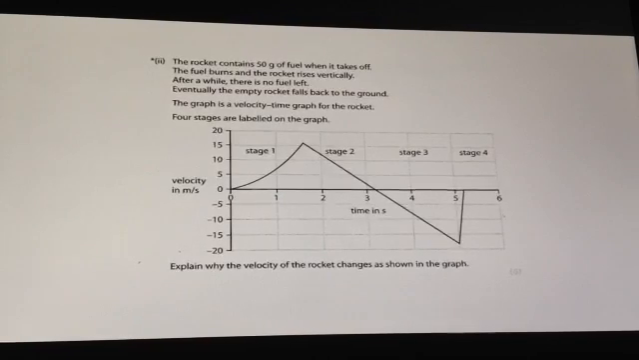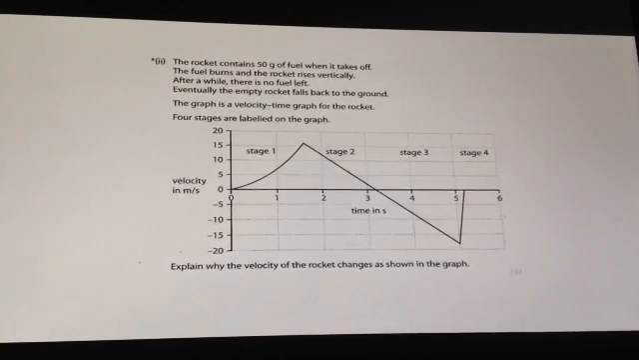At stage 2, the rocket is still moving upwards. It's moving up, but it's decelerating. It's still going upwards, but slower and slower and slower until it's stationary in the air at the end of stage 2. It's a constant rate of deceleration in stage 2.